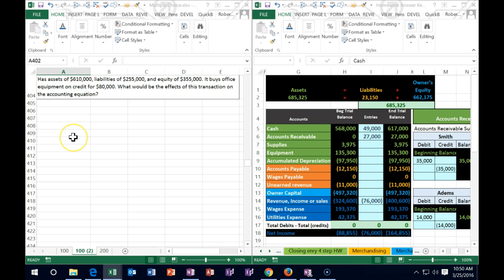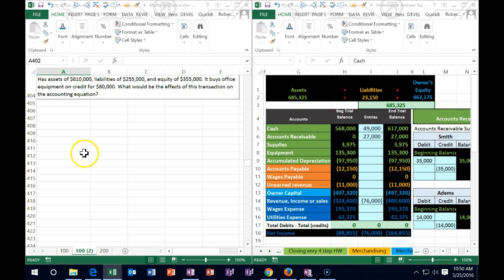Next one, we're going to say a company has assets of 610,000, liabilities 225,000, equity 355,000. It buys office equipment on credit of 80,000. What is the effect of this transaction on the accounting equation?